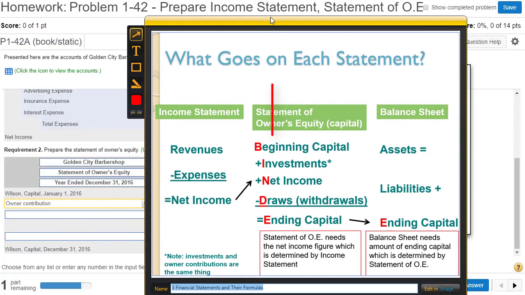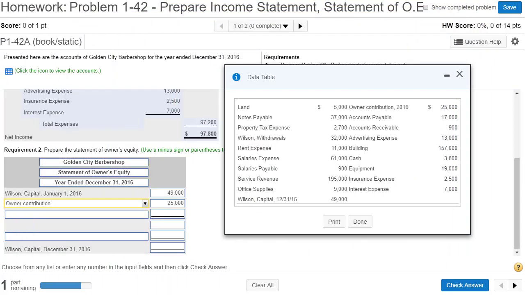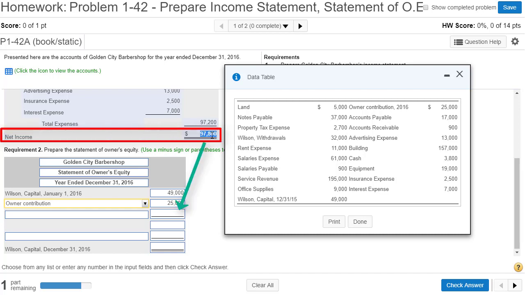What's next on our cheat sheet? After investments, we're going to add net income. Now follow the arrow backwards. Where did we get net income from? From the income statement. So we need to go back to our income statement, find out what the net income is, and plug it in. So here's our net income. And the number was $97,800.